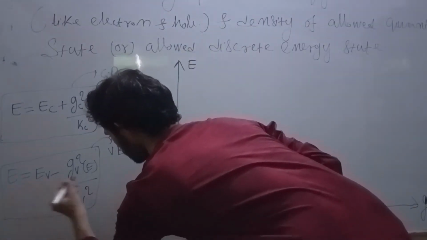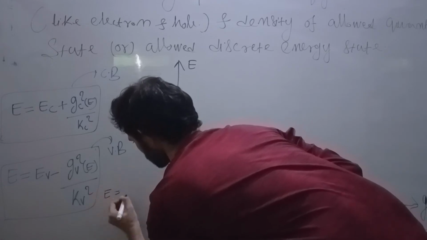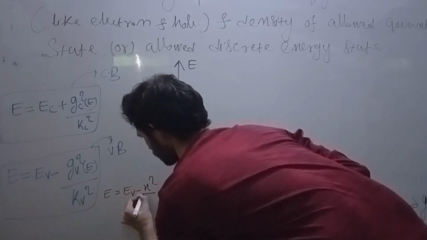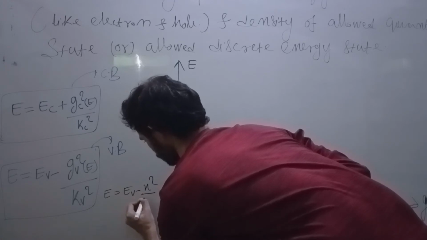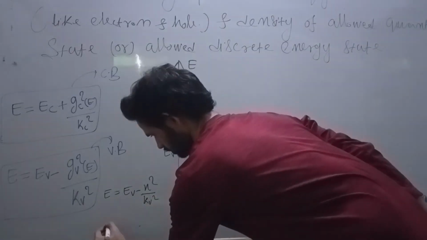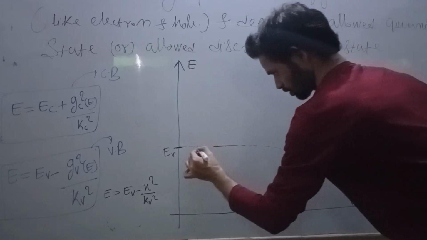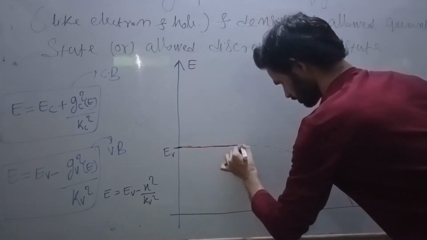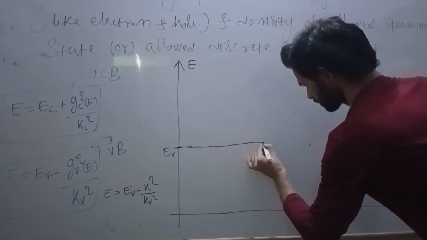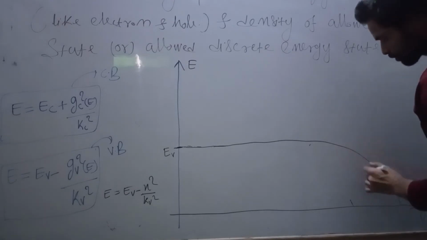So this is the equation like, see, E is equal to EV minus x square divided by some constant kb square. Okay, this is some equation like this. So when you draw this equation, you will get a curve like this, and then it will approach zero.